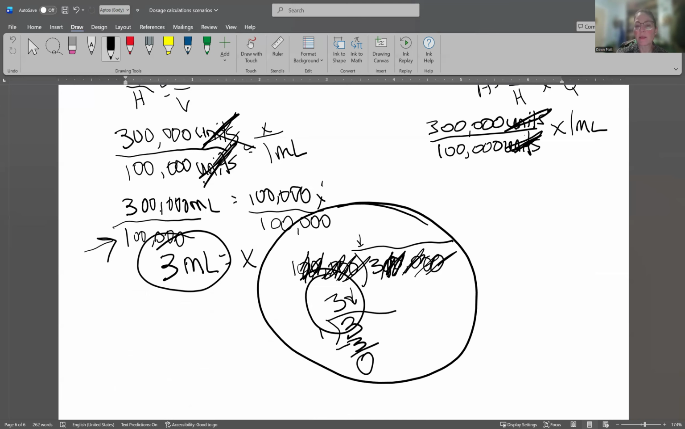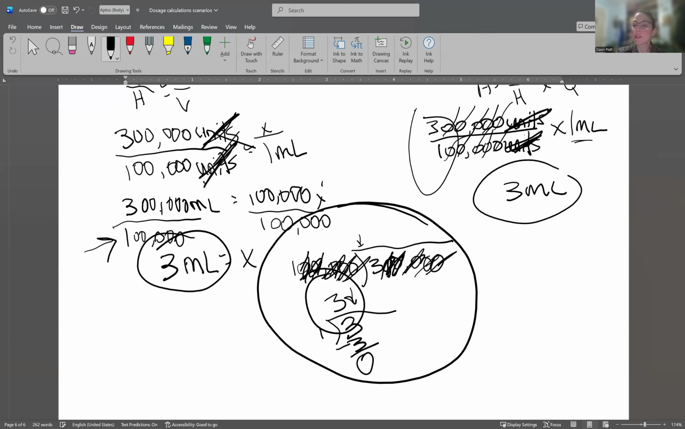But again, you can cross off the zeros, and then I only have these two numbers that I do my division on. One goes into 3 times. 3 times 1 milliliter is 3 milliliters. Again, the answer is still the same.